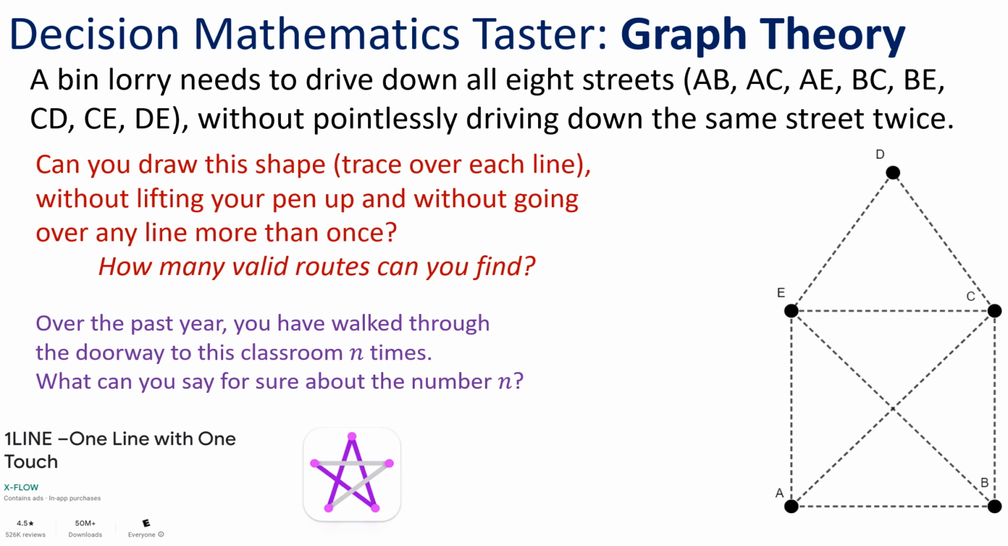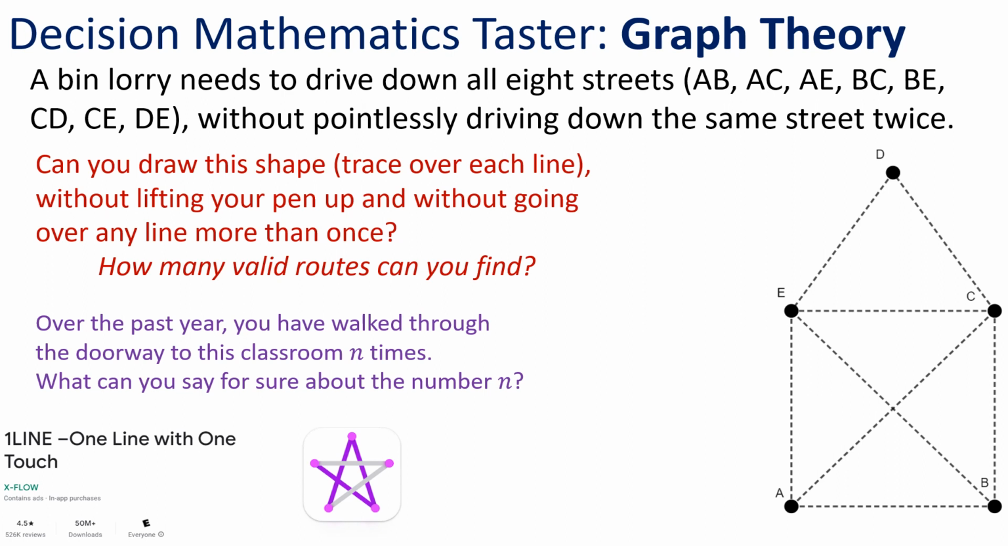Graph theory is an important part of decision maths. But graph doesn't mean the same thing in decision maths as you might think. Often when you think of a graph from A-level maths, you're thinking of the plot of a function in a two-dimensional coordinate grid. This graph is not that.